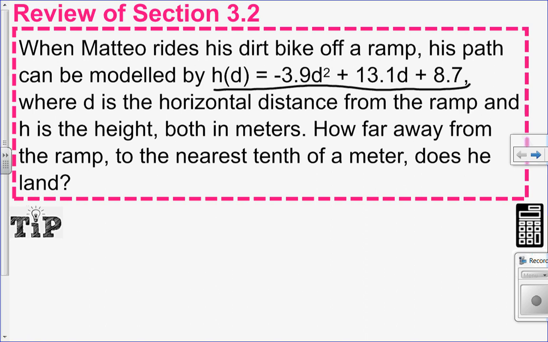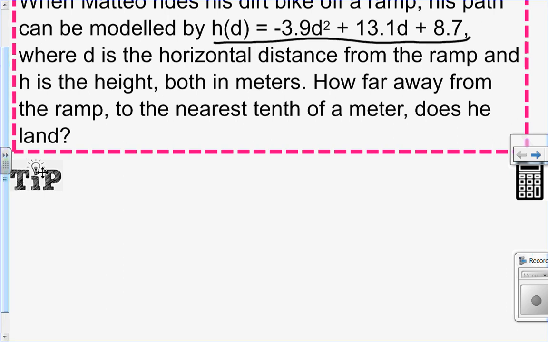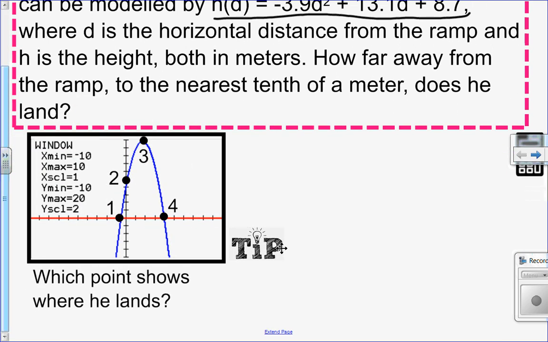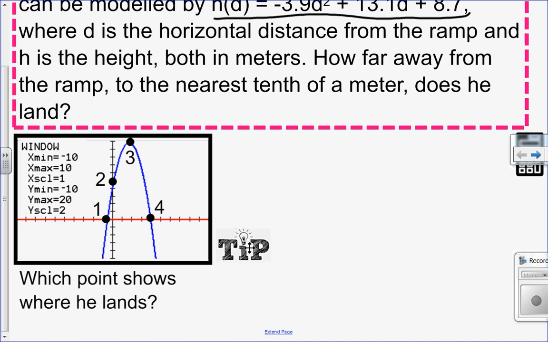I want to know how far away from the ramp, to the nearest tenth of a meter, he lands. The first thing I'm going to do is put this into my graphing calculator and adjust my window so that I can see the whole graph. This is what the parabola looks like. If I want to know how far away from the ramp he landed, is that going to be point 1, 2, 3, or 4?